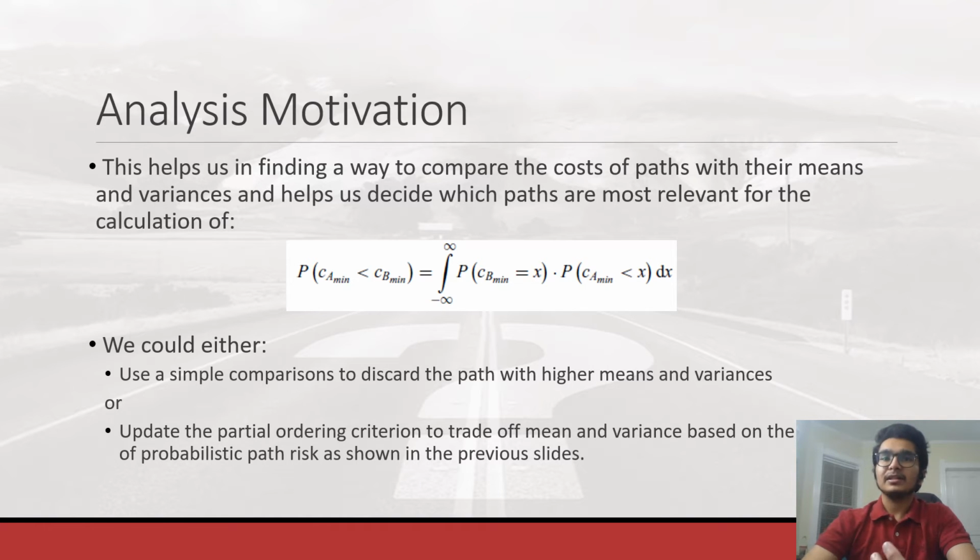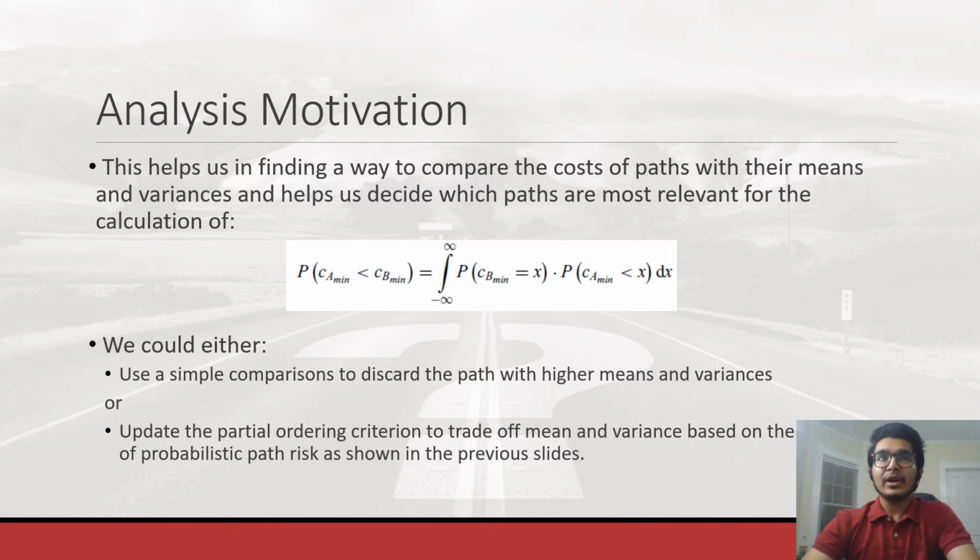However, because we consider the cost defined by a normal distribution with equal variation around the mean, a path with large cost variance has equal chance of resulting in both more and less costly traversals. Moreover, these probabilities are higher than those of paths with lower cost variance but the same mean cost. As a result, punishing pathways with high variance too harshly might lead to a loss of optimality. So we could now do an update to the partial ordering criterion to trade off the mean and variances based on the probabilistic path risk as shown in the previous slides.